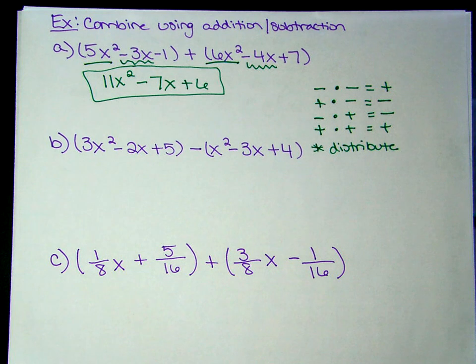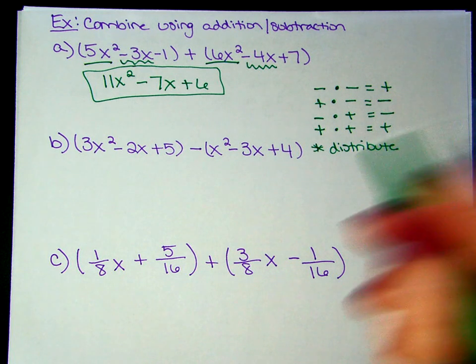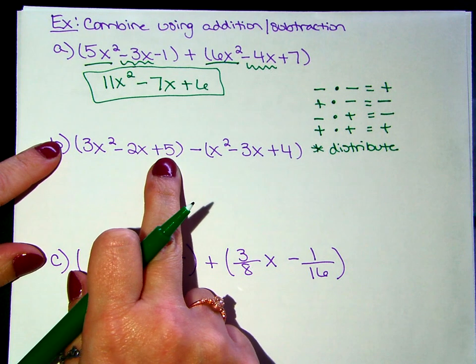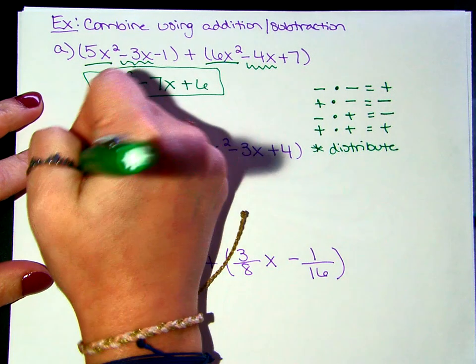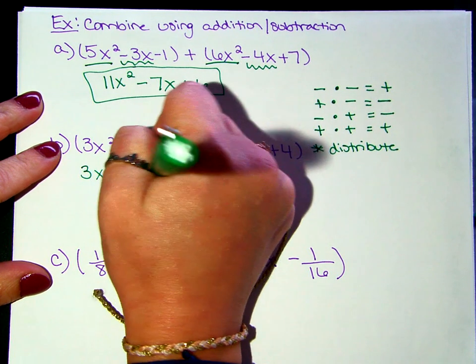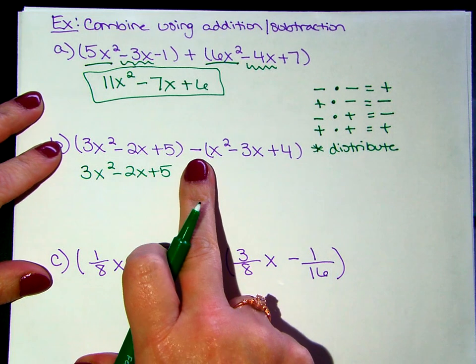So the reason why that's going to come into play, here in the first expression, nothing's changing. I'm just going to drop those parentheses. That's all I'm going to do. So I'm writing everything as it is. And then I'm going to distribute this negative.